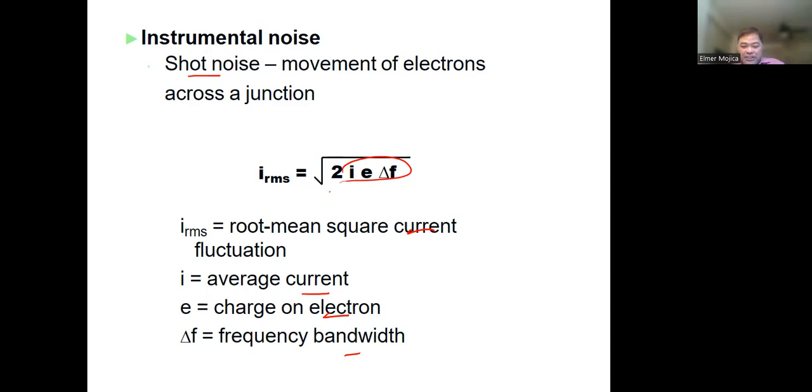So if you're going to look at the relationship there of this shot noise with the experimental parameters, you just look at that one, the current. Okay? The electron or electronic charge and the frequency bandwidth. Okay? And the best way they said to minimize or reduce shot noise is decreasing this frequency bandwidth. You just reduce that one. That's the best thing.